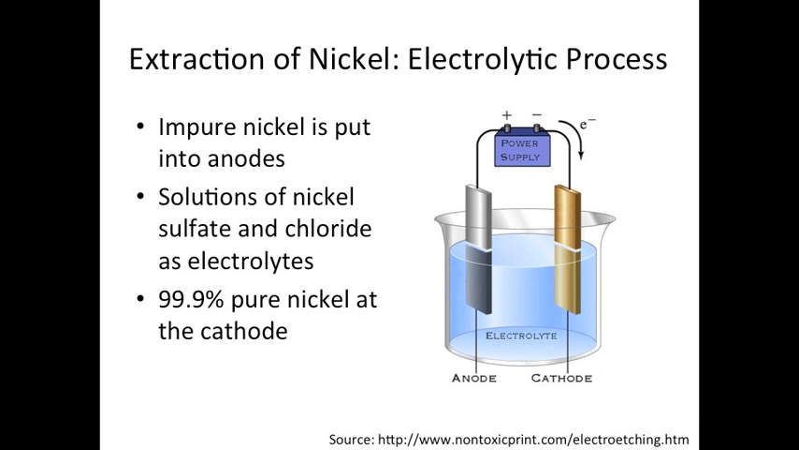The extraction of nickel from metal ore can also take place through an electrolytic process, in which the impure nickel is cast into the anodes, and solutions of nickel sulfate and chloride are used as electrolytes. This results in the deposit of 99.9% pure nickel at the cathode.